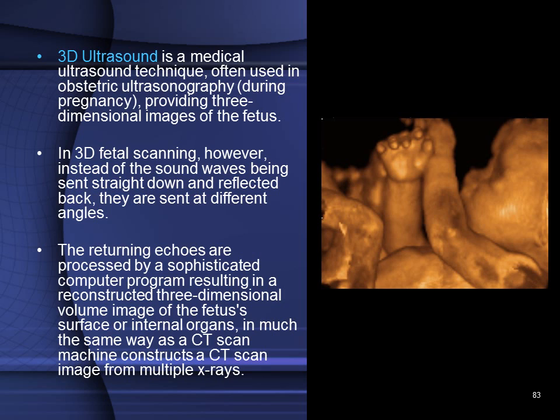Sophisticated three-dimensional ultrasounds can be used in obstetrics to produce three-dimensional detailed images of the fetus. In 3D fetal scanning, however, instead of sound waves being sent straight down and reflected back, they are sent in at different angles, and the returning echoes are processed by a computer program, resulting in the three-dimensional reconstructed image.